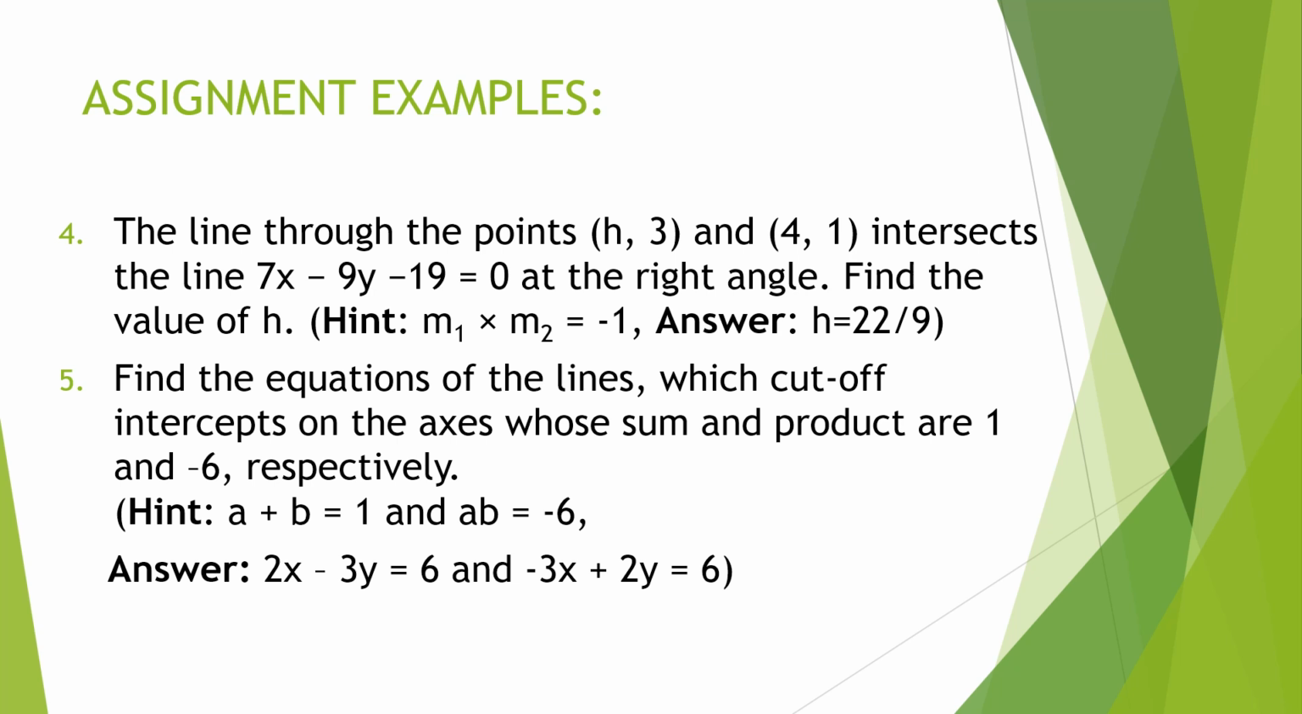Fifth one, find the equations of the lines which cut off intercepts on the axes whose sum and product are 1 and minus 6 respectively. You will be using the equation of the type when two intercepts are given. But one thing over here is the sum of the intercepts a plus b is 1 and the product ab equal to minus 6. So use that, you will be getting the equation of the lines as 2x minus 3y equal to 6 and minus 3x plus 2y equal to 6. I have given the hint so that it is easy to solve the example.